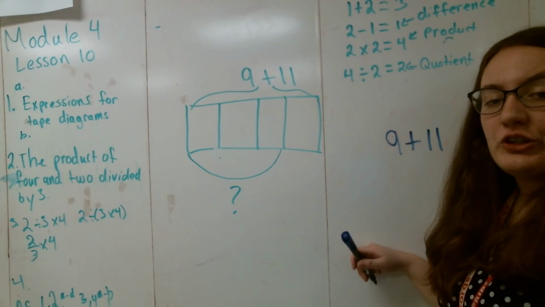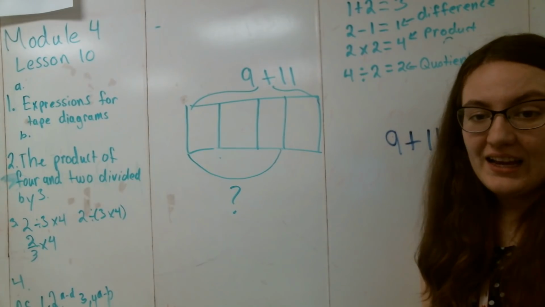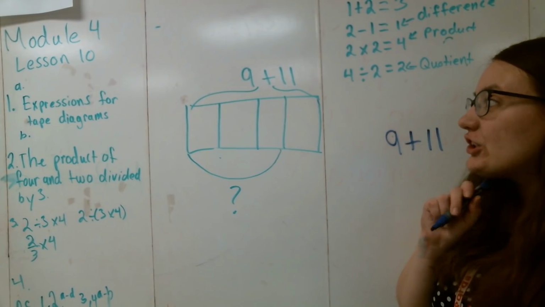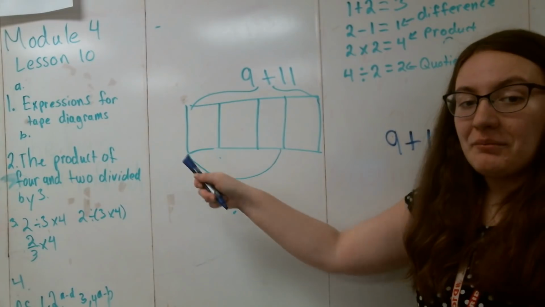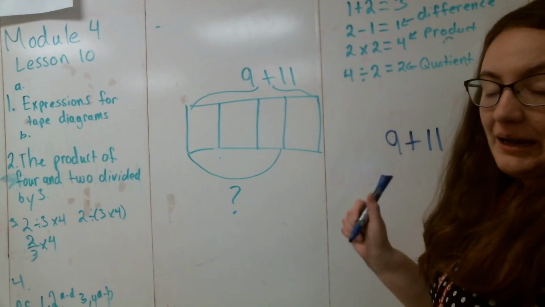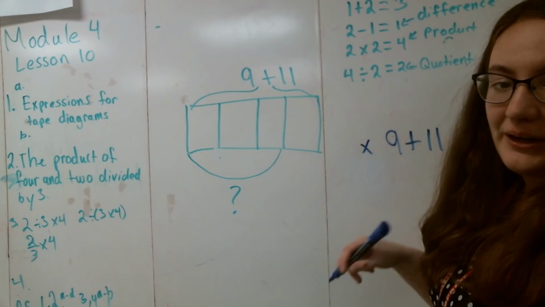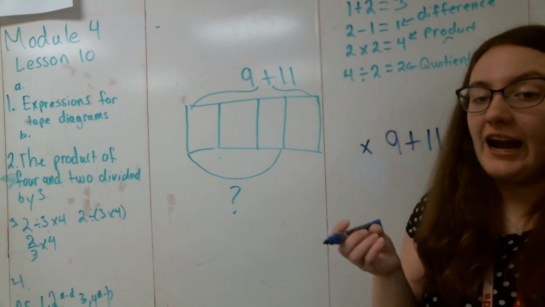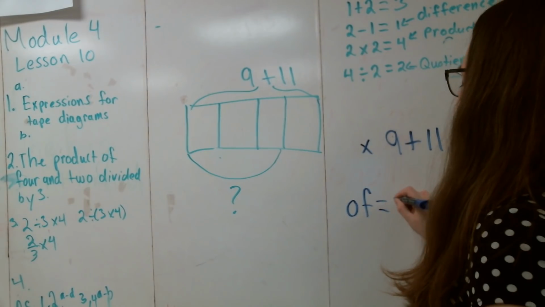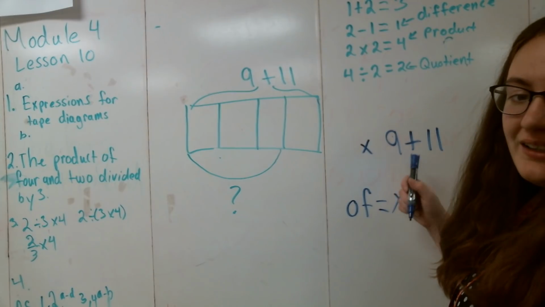Now, I'm going to write a number sentence, because I still need to figure out what this question mark is. And how I'm going to figure out that question mark is I need to figure out, well, what fraction of 9 plus 11 am I looking at? Since I use what fraction of 9 plus 11, that lets me know that I'm going to be multiplying, because remember, if I'm trying to find groups of or a fraction of, that is multiplying. So whenever I say of, that usually means I am multiplying. So right now I have multiplied, or times, 9 plus 11.